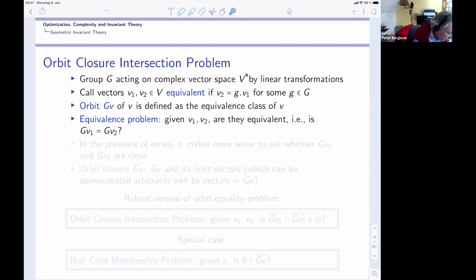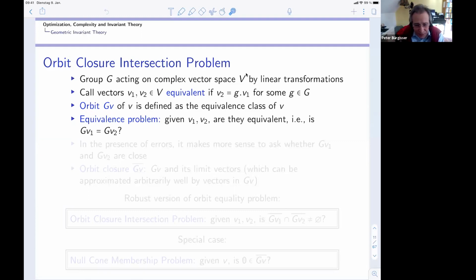And I define the orbit, which I denote by GV. It's just the equivalence class of V, the set of all vectors that I can reach by applying group elements. The equivalence problem is this: given two vectors, are they equivalent? And then you can study this maybe in the Turing model of computation.